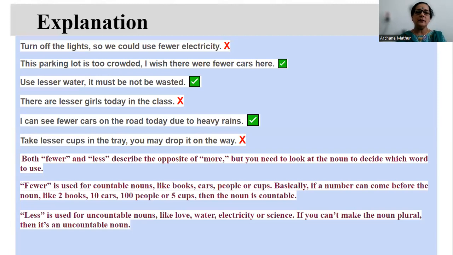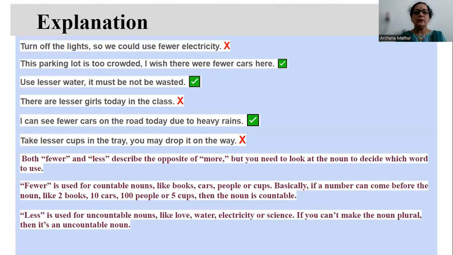Now, both fewer and less describe the opposite of more. That is, the opposite of more could be few and also less. But you need to look at the noun to decide which word is to be used. Fewer is used for countable nouns, like cars, which could be in lakhs, but they're still countable. So for countable nouns, we use fewer, and for uncountable nouns, we use less.